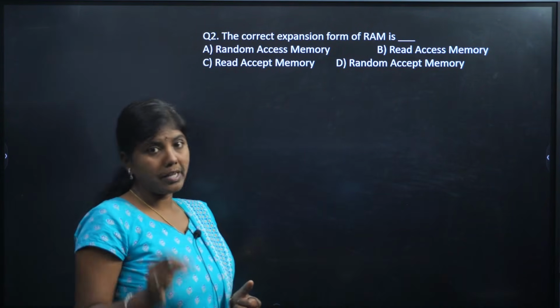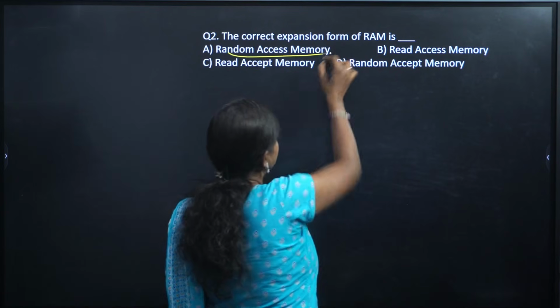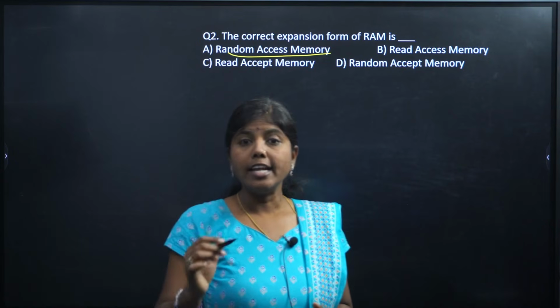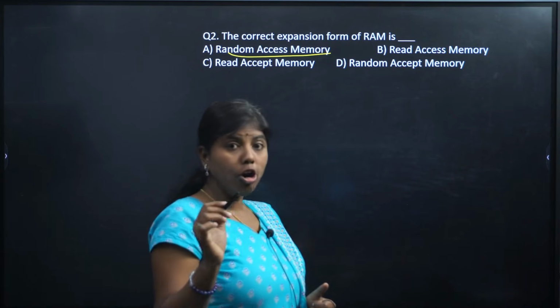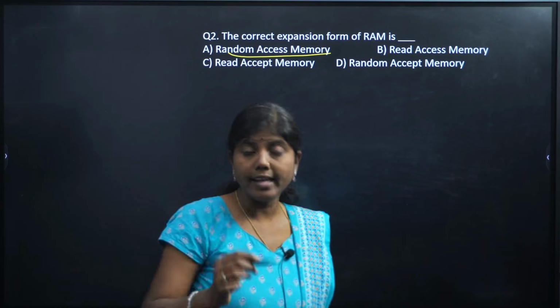What is the correct expansion of RAM? RAM is random access memory. What is the form of RAM? RAM is random access memory, not the other one, read access memory. It's going to be random access memory.